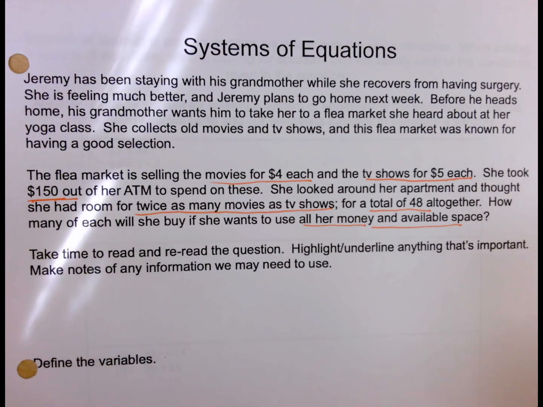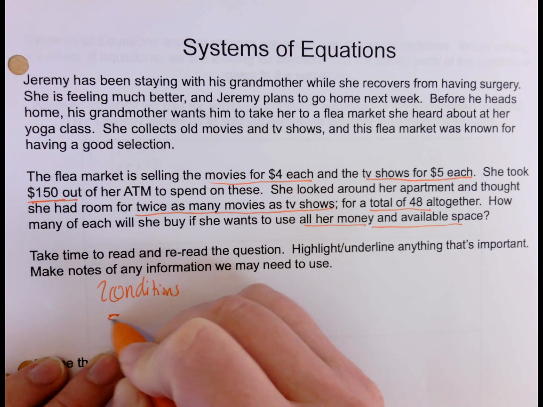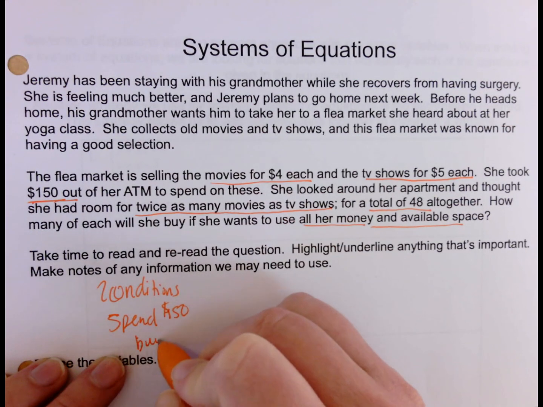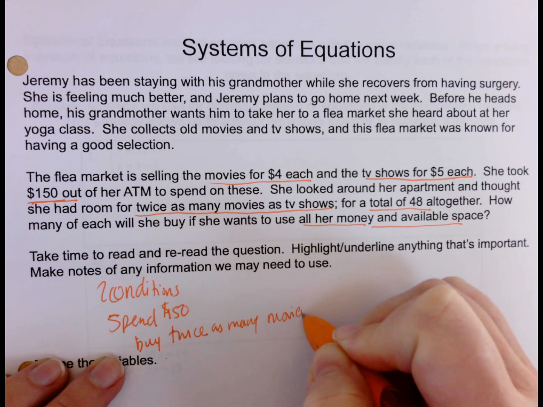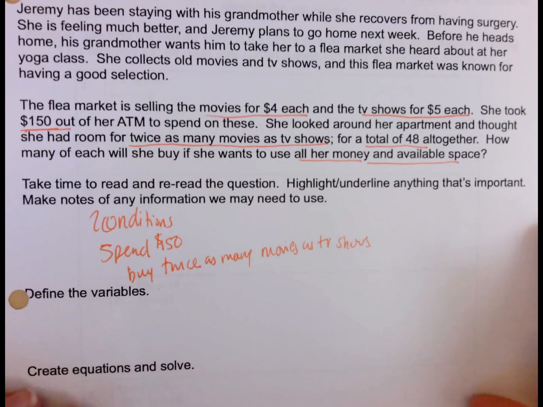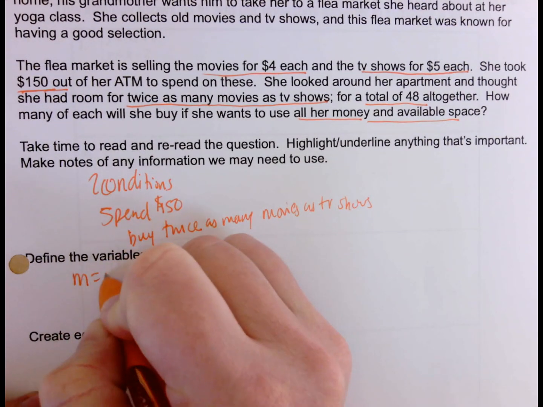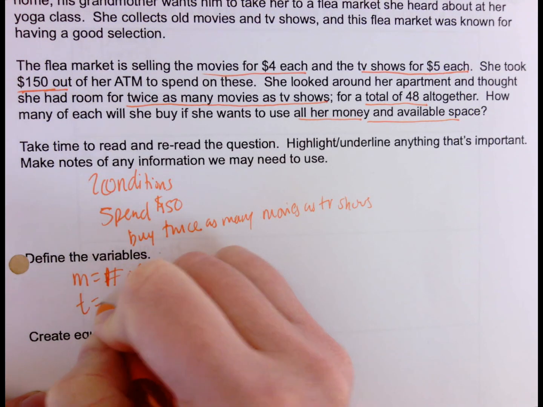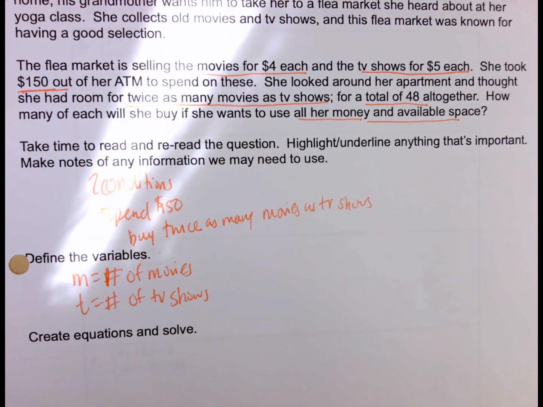So what we come out with is that we have two conditions that need to be met. Okay, she needs to spend $150 and she needs to buy twice as many movies as TV shows. Those are our two conditions that we're going to meet. Okay, so let's start with our variables. Two things that we're looking for: movies and TV shows. So let's call the number of movies M, and the number of TV shows, let's call it T. Okay, so that's where we're going to start here.